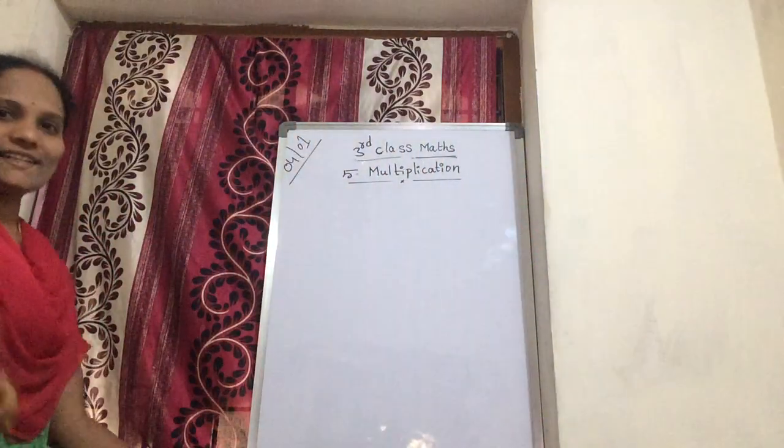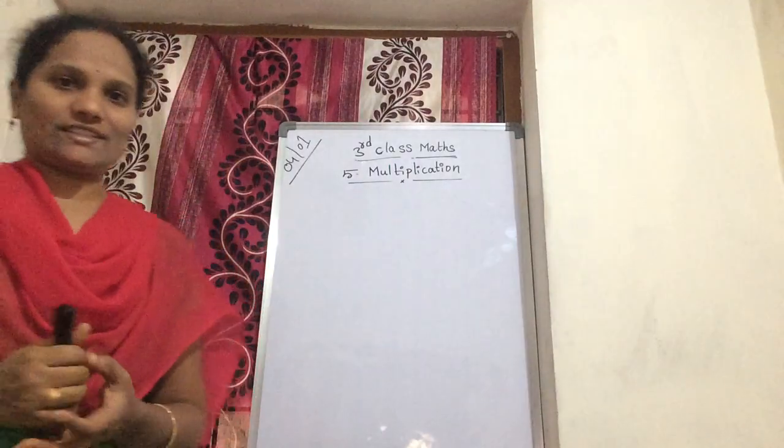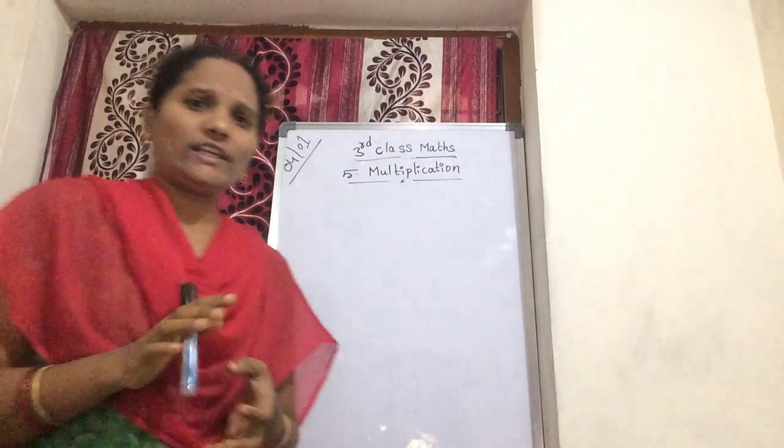Now next, let's start a new chapter. There are multiplication tables. Sorry, fifth chapter, multiplication. All of you learn tables, Amma.